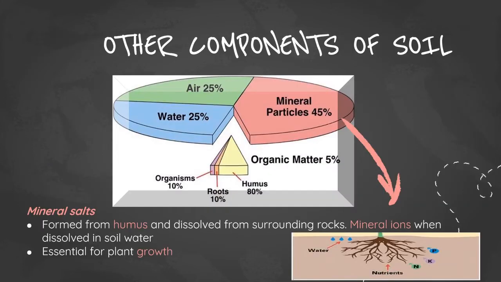So we're going to look at some other components of soil. Let's start first by looking at mineral salts. They come from humus and they're dissolved from surrounding rocks. They become mineral ions when dissolved in the soil water. These salts are essential for plant growth.